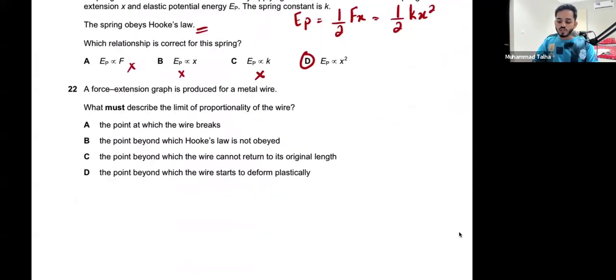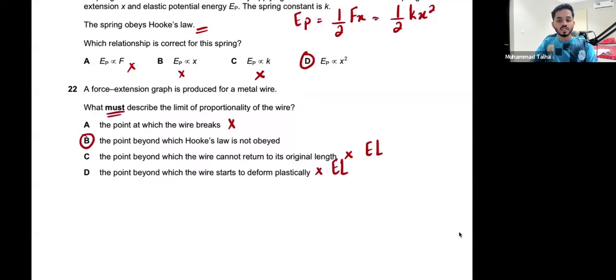22, a force extension graph is produced for a metal wire. What must describe the limit of proportionality? Point at which the wire breaks. This is not the limit of proportionality. Point beyond which Hooke's law is not obeyed is the limit of proportionality. The point beyond which the wire cannot return to its original length, this is the elastic limit, right? After this, plastic deformation happens. And the point beyond which the wire starts to deform plastically, this is really also the elastic limit.